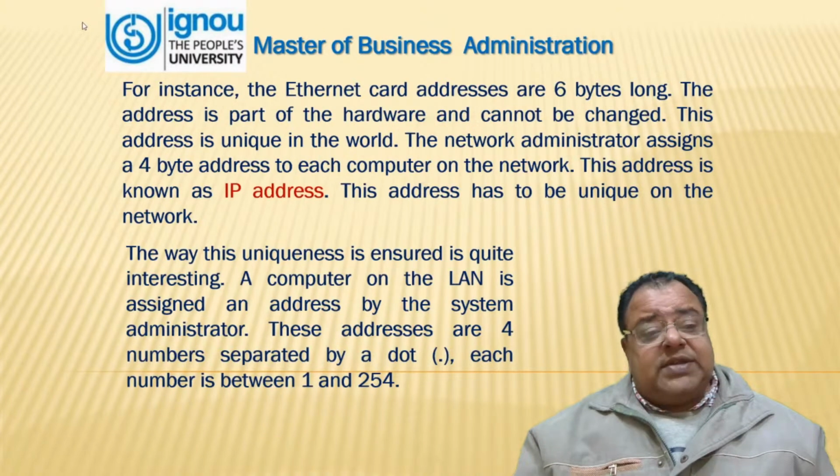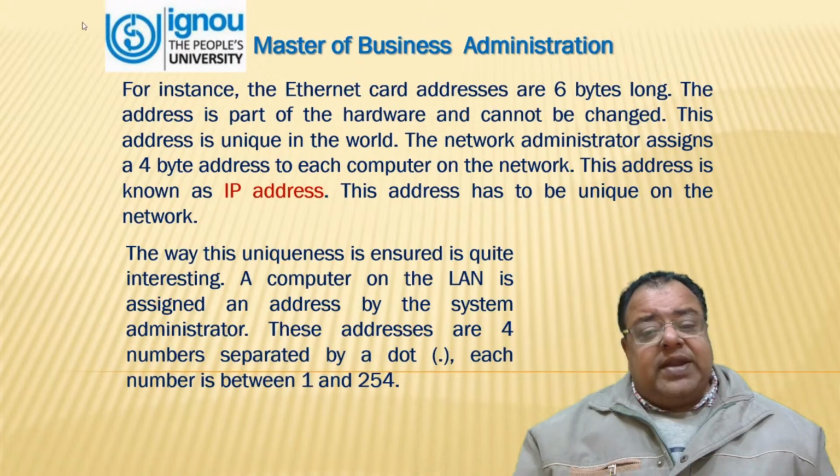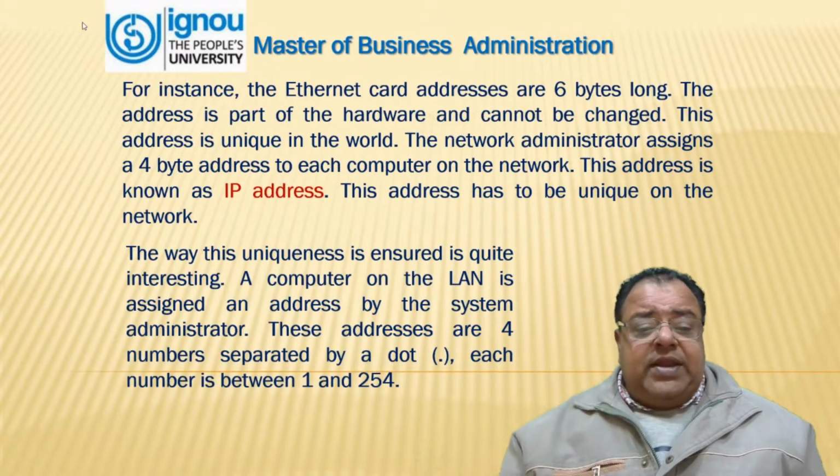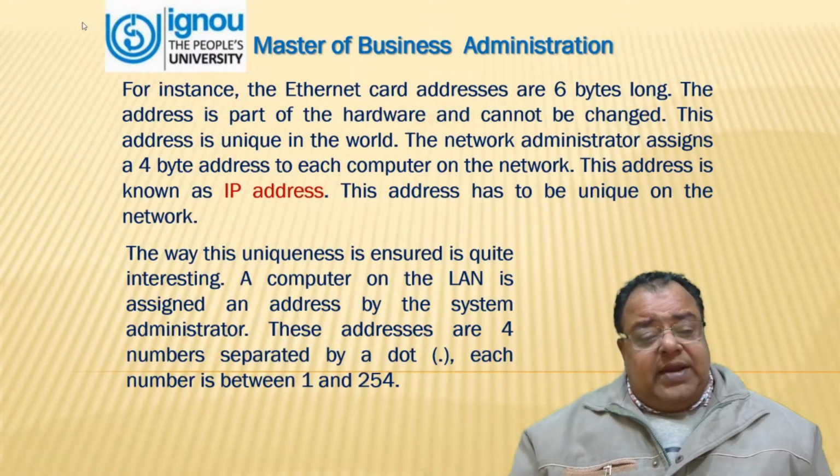This address is known as the IP address. This address has to be unique on the network. The way this uniqueness is ensured is quite interesting. A computer on the LAN is assigned an address by the system administrator. These addresses are four numbers separated by dots. Each number is between 1 and 254.